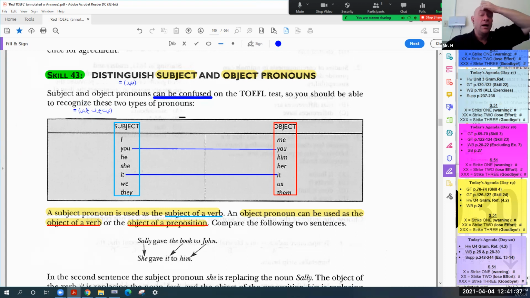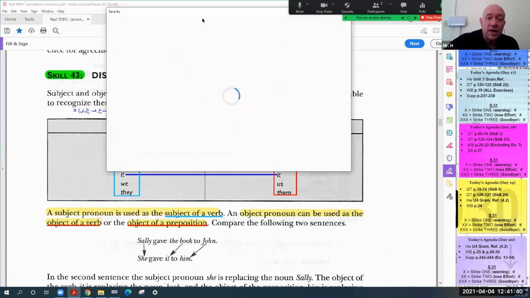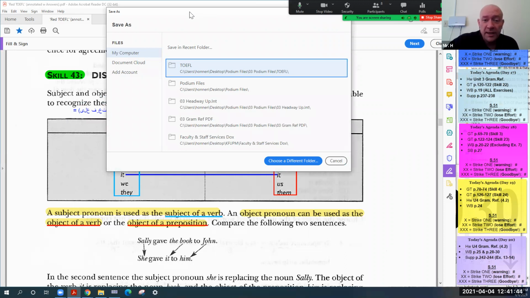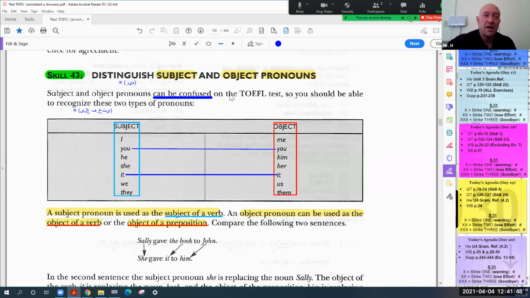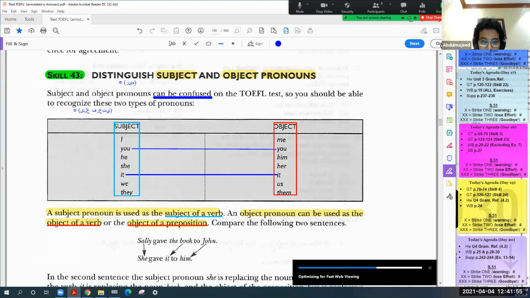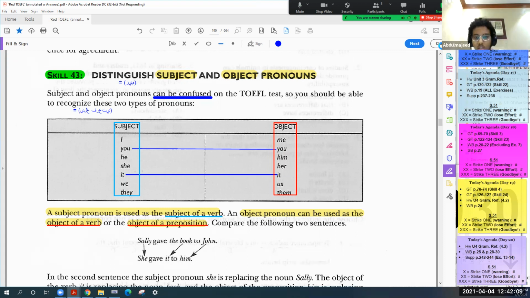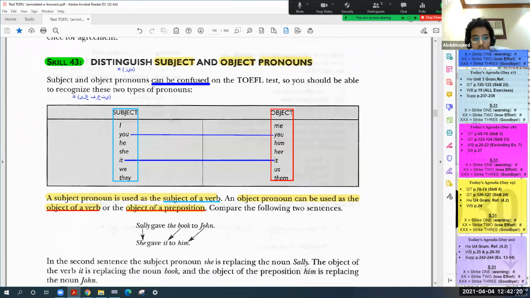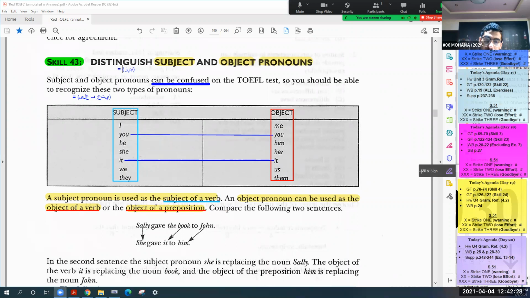Okay, so let's take a look at the chart now. Abdul Majid, start on the first subject pronoun. How many subject pronouns do you see here in the chart? Seven. How many object pronouns on the right side? Also seven, right? So let's begin with the first one, subject, and then the object. I is the subject, and the object is me. Exactly. Mohana, how about the next one? Subject is you. Also the object is you.